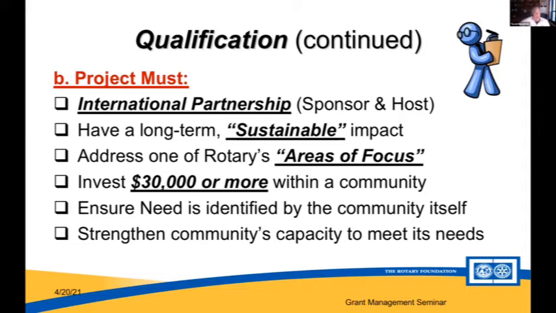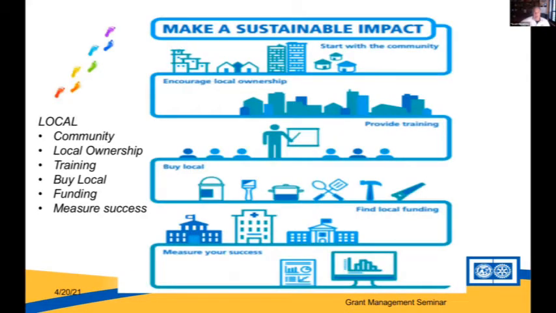There's no such thing. The need has to be identified by the community itself. There's a form or process for doing that. In other words, we don't want you to go in and do what you think is important for an area. It's what those people, your beneficiaries, believe they need to be successful. And then ultimately, the project has to strengthen the community's capacity to meet its needs.